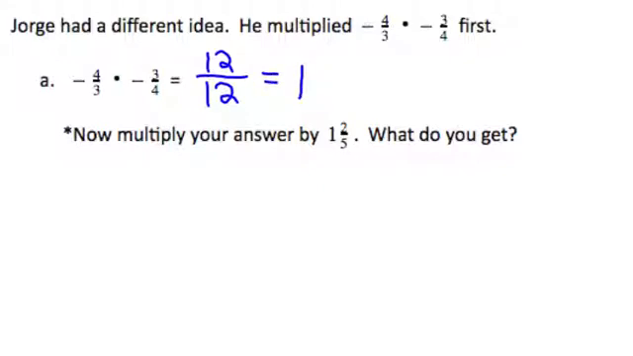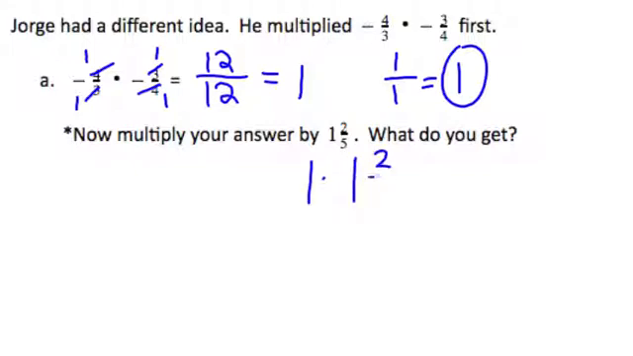You also could have simplified 4 and 4. If you divide by 4, they become 1s. 3 and 3 divide by 3, and they become 1s. So again, you end up with 1/1, which is the same as 1. So if I take this answer times 1 2/5, what do I get? I just get 1 2/5.